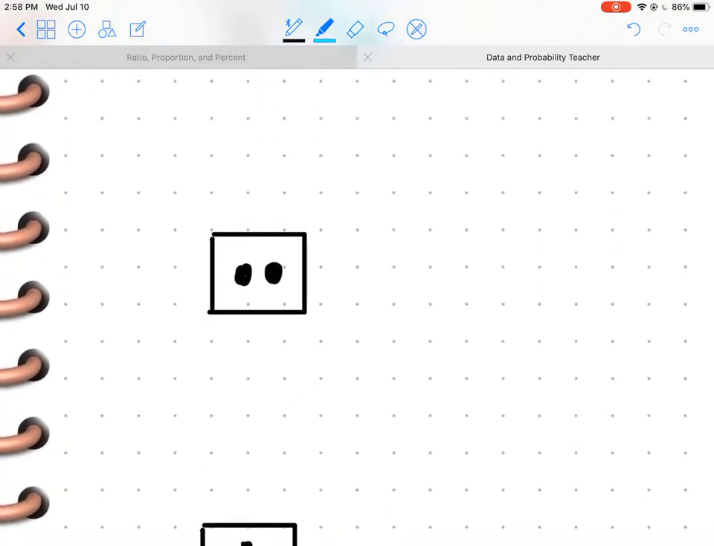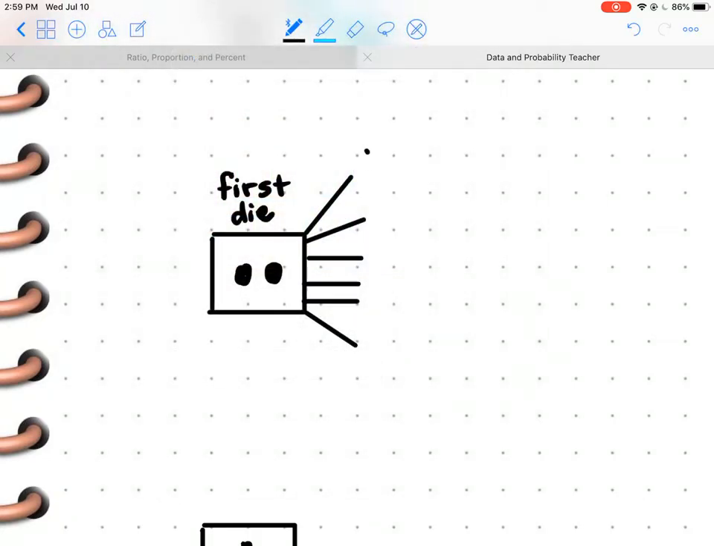Okay, so what if on the first die you got a 2? That's definitely possible. So you roll the second one, and what are your possibilities? Tree diagrams show you possibilities. Well, we could have a 1, a 2, a 3, a 4, a 5, or a 6. Do any of these add up to 7? There's the first die. Here's the second die.